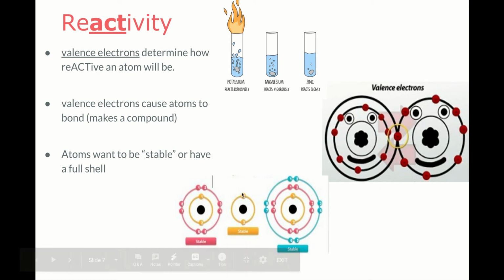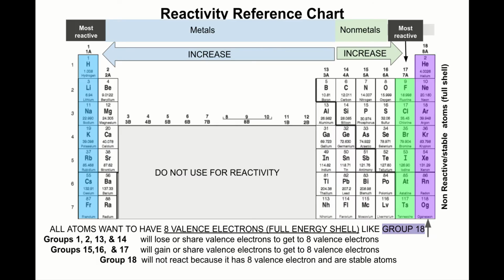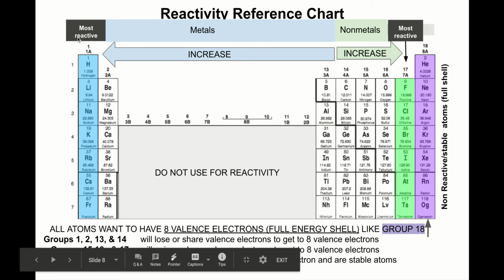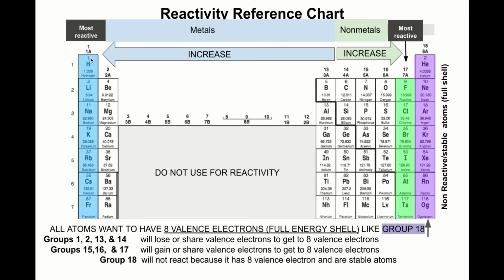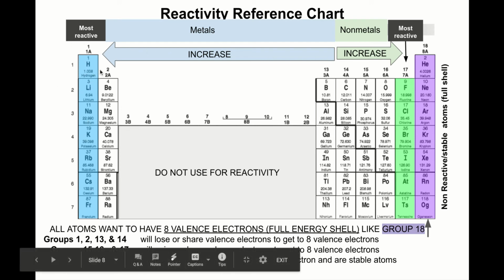All right. In the next slide, you're going to watch a video and put in notes. I'm not going to go over that, but I do want to go over this chart. So you have a reactivity reference chart. And so here in group 1, these are our most reactive metals. So reactivity increases from right to left for metals. So the most reactive metals are in group 1.